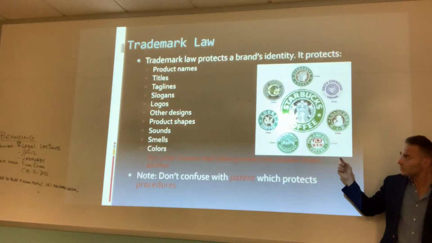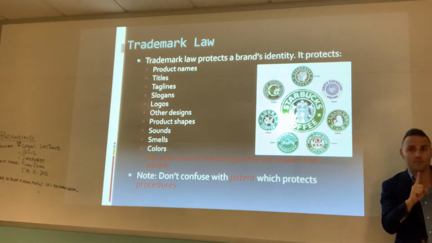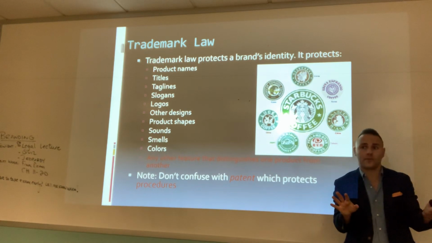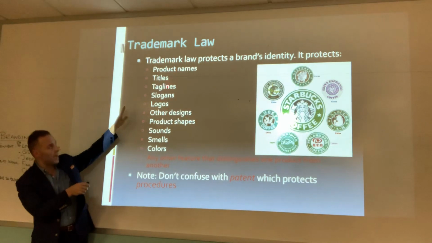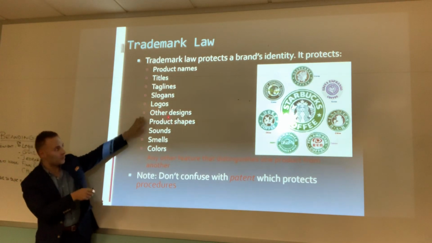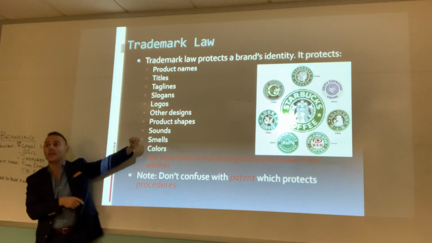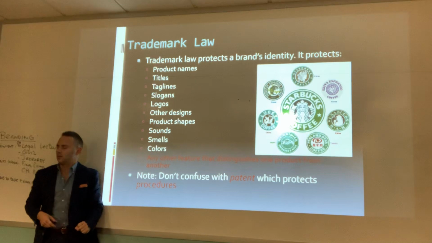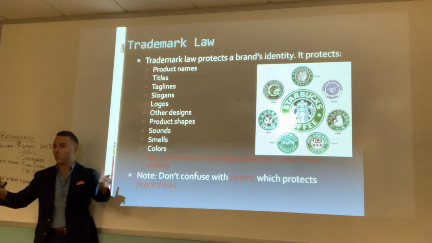Trademark. Correct. Okay, so in terms of trademark law, first of all, a trademark, whether I'm talking T, M, R circle, C circle, I don't care what we're talking about right now, all of them protect product names, titles, taglines, slogans, logos, other designs, product shapes, sounds, smells. You can trademark a smell, color, or any other feature that distinguishes a product from another product, okay? Now we're gonna talk about the main difference between TM and R circle in 1 second.